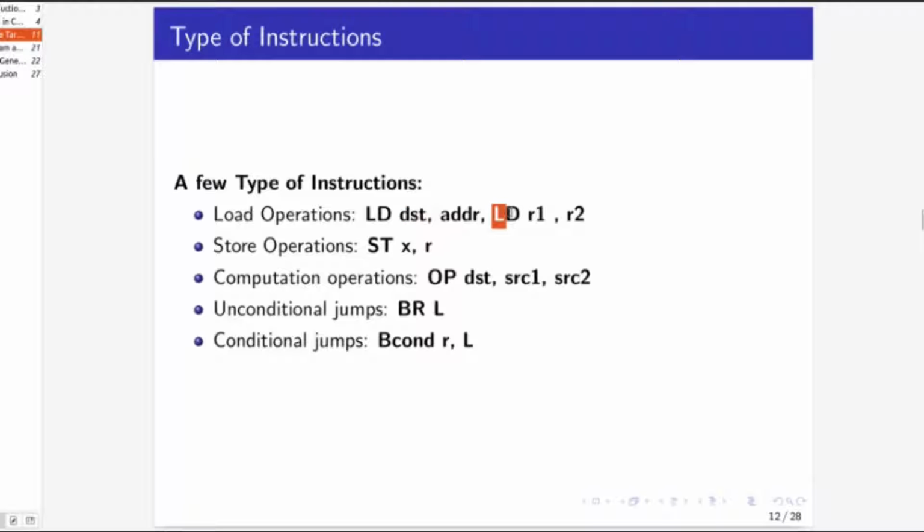Another type is load R1, R2, where R1 and R2 are registers, so load the content of R2 into R1. Then the store operation, store x comma r, where x is a location, so store the data from the content of r into x. Then a computation operation like opcode destination source 1 source 2, for example add destination r1 r2, so add r1 plus r2 and the result is stored into the destination.